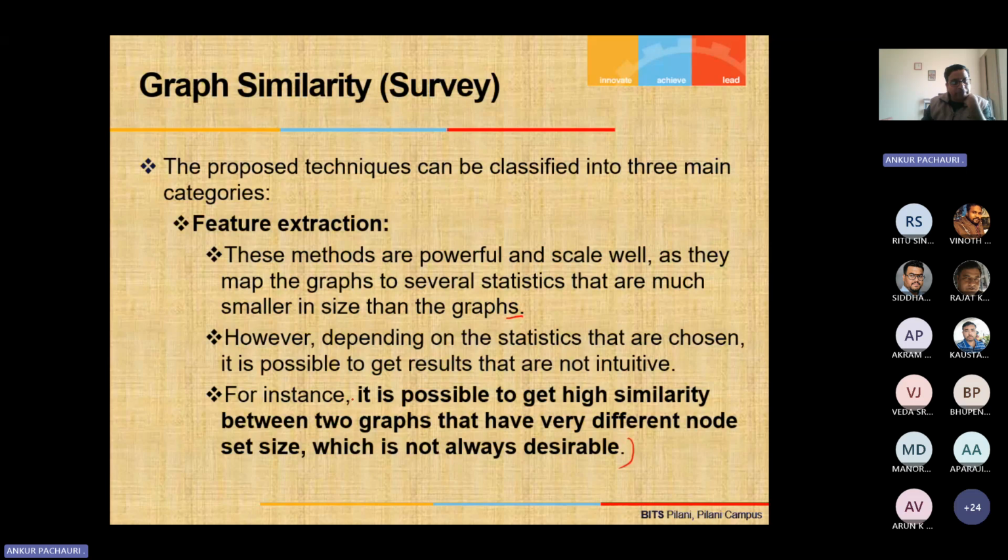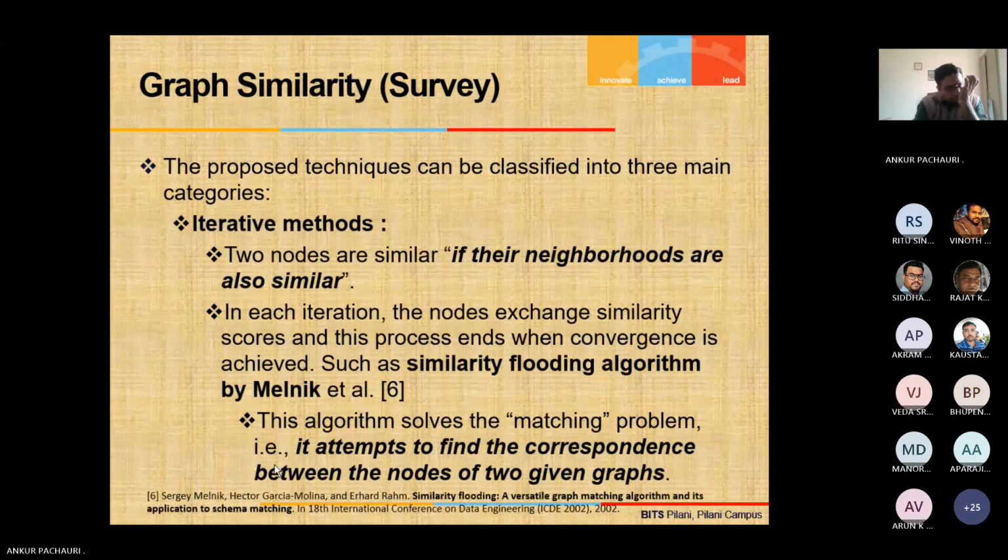Okay, it may be possible that by using this feature extraction, we may end up in a scenario where two graphs sound to be similar to each other, but we found that they have a different node size. Then in that case, our feature extraction method will fail.